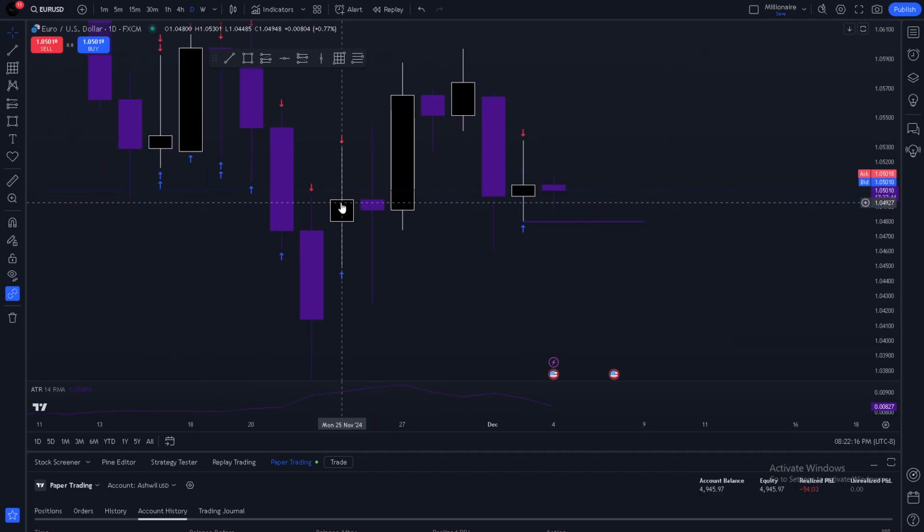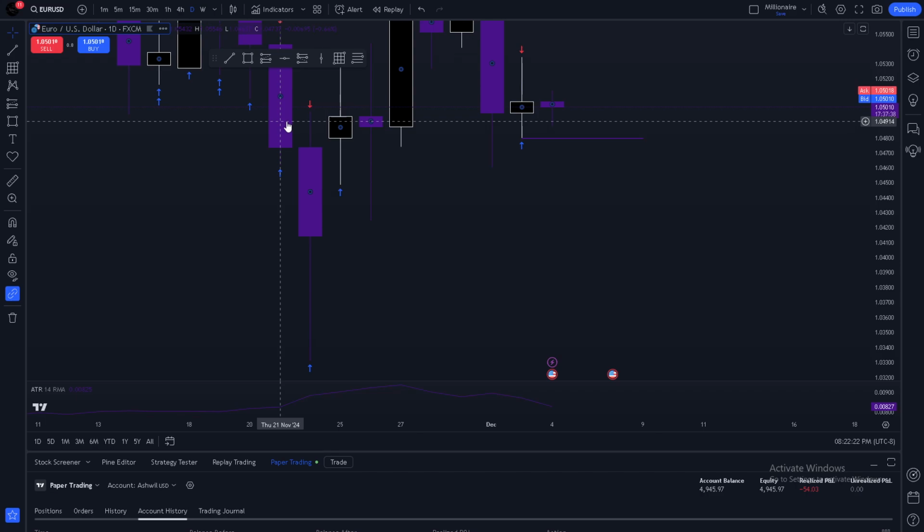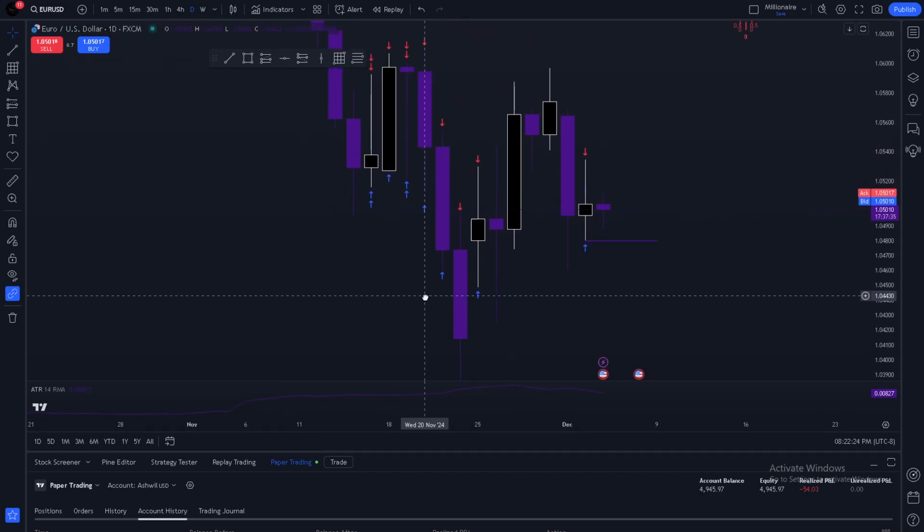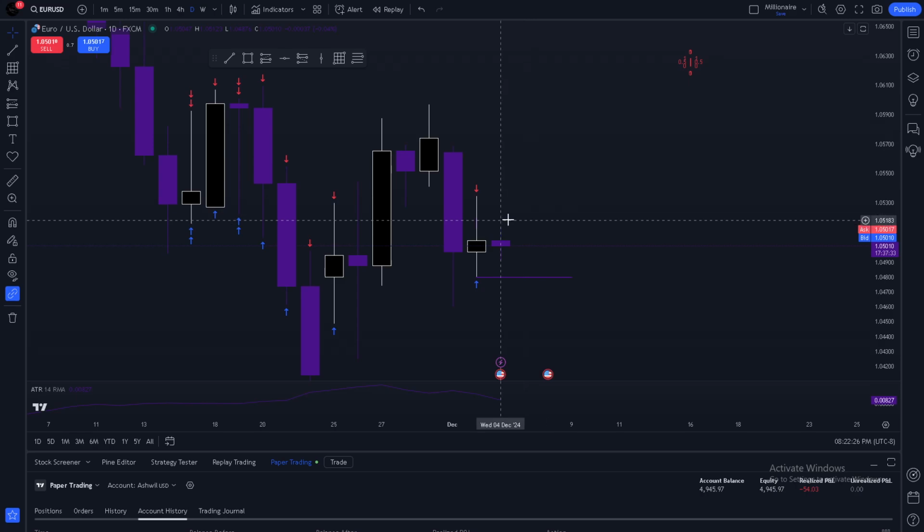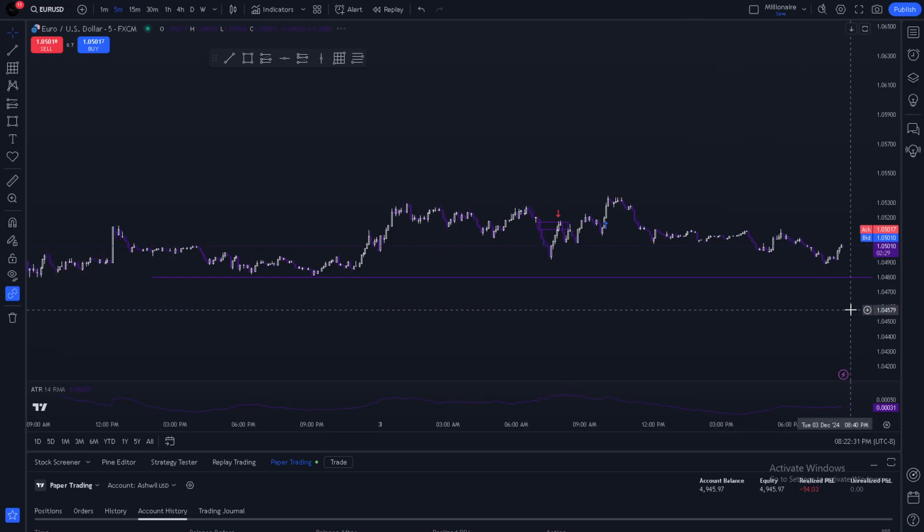And that's the same right here. I'm pretty sure I got stopped out right here. But days like this are just never worth it. They're not helpful at all. But that's the trade recap. It was a pretty simple trade.